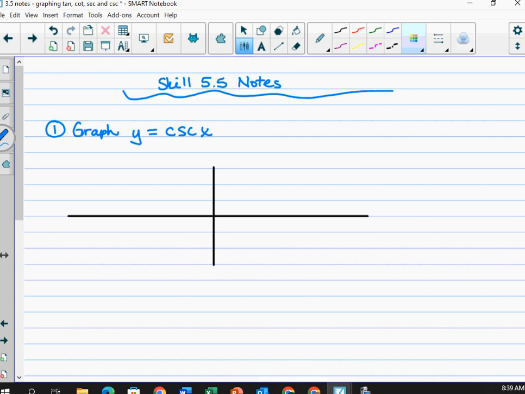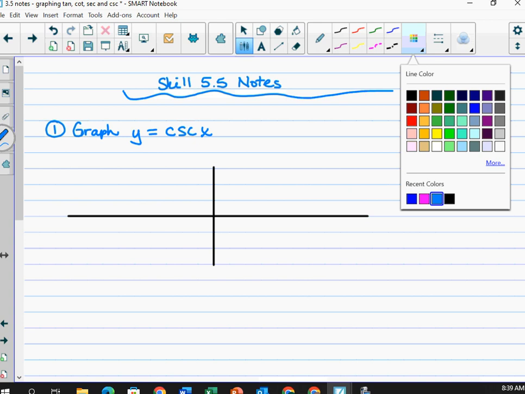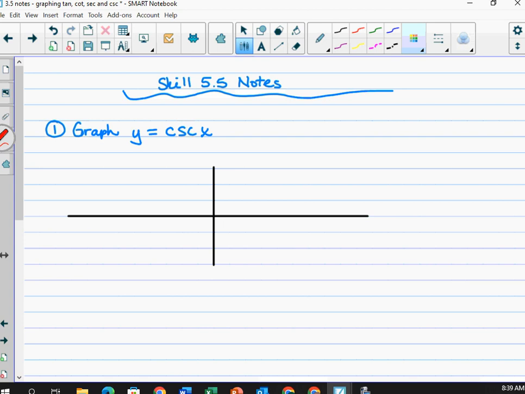Okay, guys, we're gonna start today with graphing y equals cosecant of x. Is it the same as sine? It is. It is 100% going to be easier than you think it is. You can graph sine, you can graph cosecant. Okay, guys, cosecant is related to sine, right?